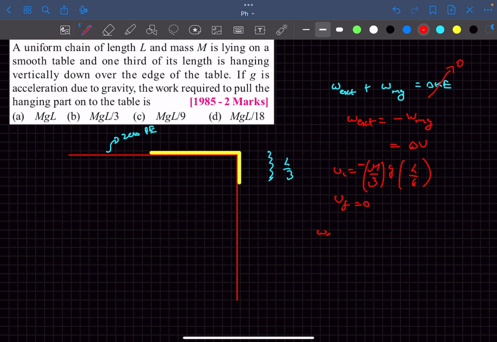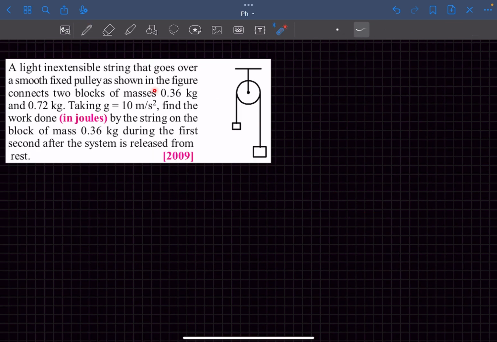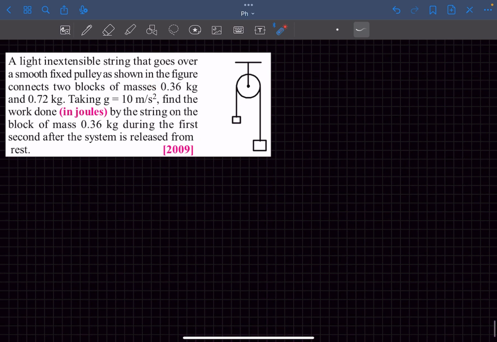So the work done by the external agent in order to pull the whole chain onto the table must be greater than or equal to mgl divided by 18, which would be option D. So we have a light inextensible string that goes over a smooth pulley as shown in the figure. It connects two blocks. Find the work done by the string on the block of mass 0.36 kg during the first second after the system is released from rest.